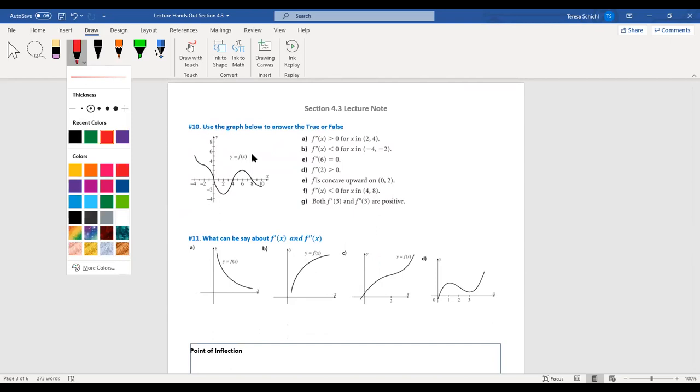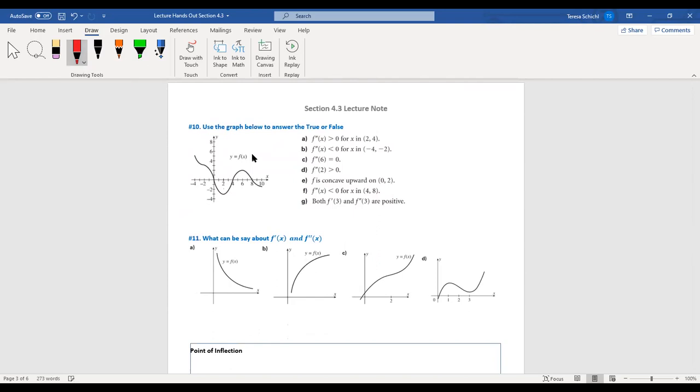Okay, so let's take a look. f double prime of x greater than 0. So this is f of x, right? For the 2 and the 4. Between 2 and 4 is here, right? So what is this one here? This is concave up, right? Because if you put the tangent lines here, then this curve is going to be above the tangent lines, right? So this is true. It's concave up.